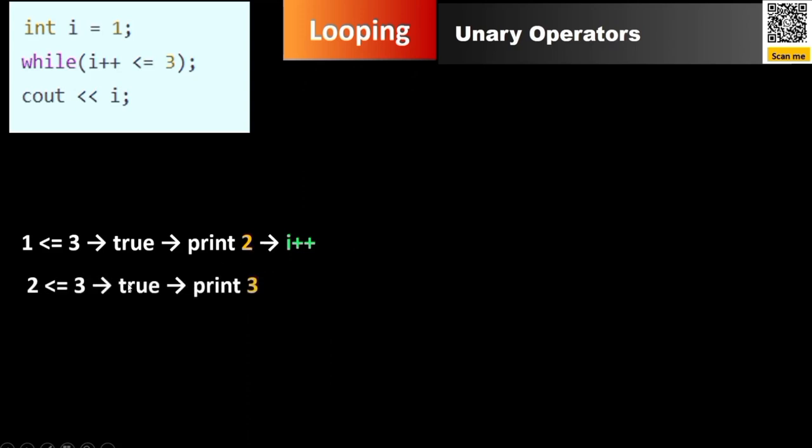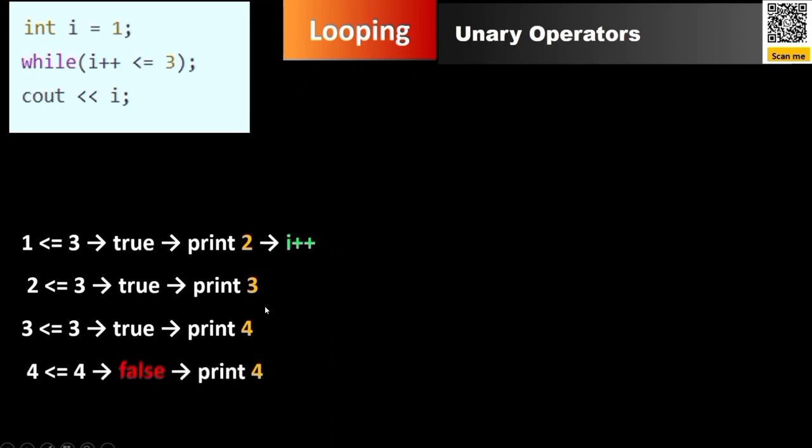Then we'll say 2 is less than or equal to 3. Okay? The statement is what? True. Then you print 3. Then you say is 3 less than or equal to 3. Okay? Then the statement is what? Is true. Then print 4. Then we say is 4 less than or equal to 3. Because this is the one with the ending number 3. So is 4 less than or equal to 3? The answer is false. Then you do not print 4.